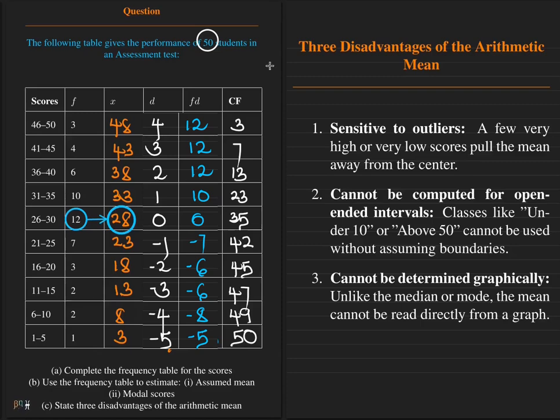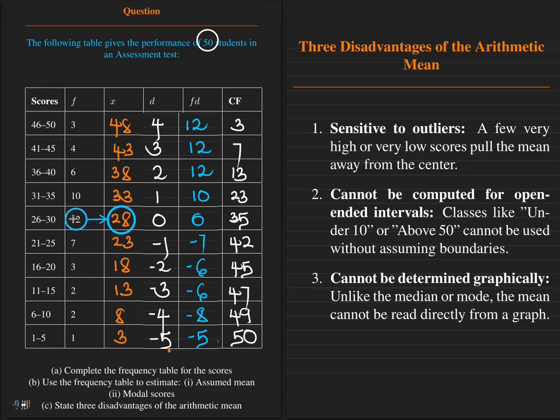You see, so let's say for this data we are saying our assumed mean is around 28. And you realize that the scores range from what? 1 to 50. But if someone was able to score around 90, it will change the mean, the actual arithmetic mean, it will change it. You see, so that is a disadvantage of the arithmetic mean.